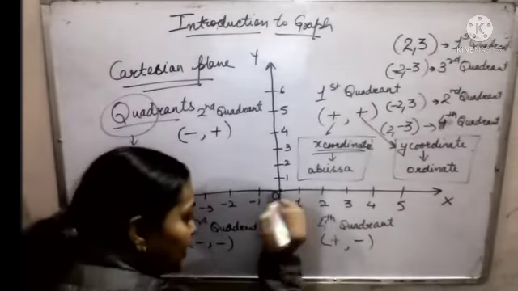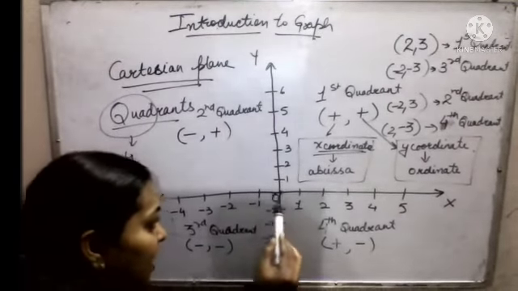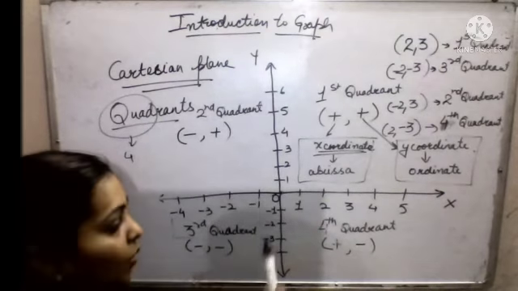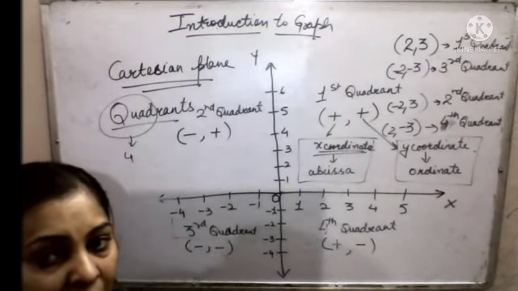And this is the origin point. O is the only point which lies on both the axes.